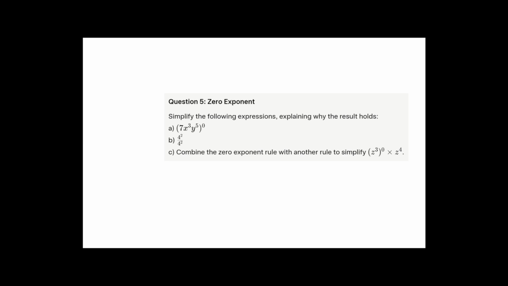This one is going to be really, really quick to answer. This is equal to 1. 4 to the power of 2 over 4 to the power of 2. Well, anything divided by itself except for 0 is 1. I guess you could say 4 to the power of 2 over 4 to the power of 2 is equal to 4 to the power of 2 minus 2, which is 4 to the power of 0, which is 1.